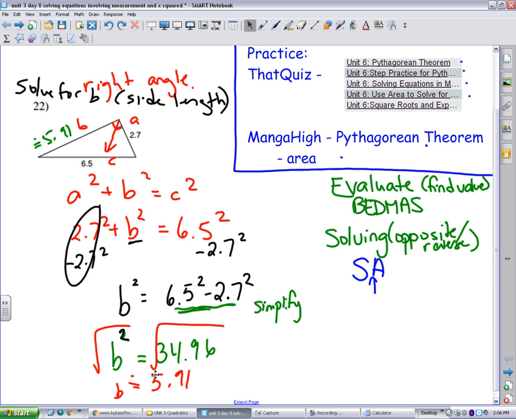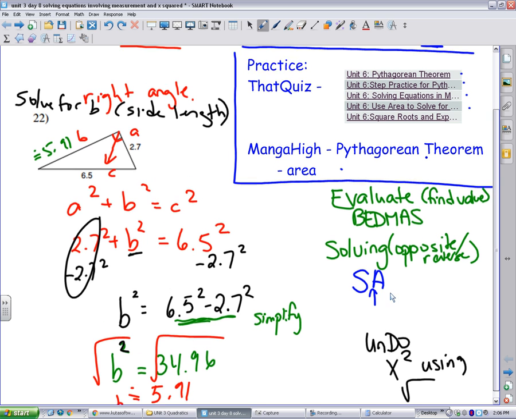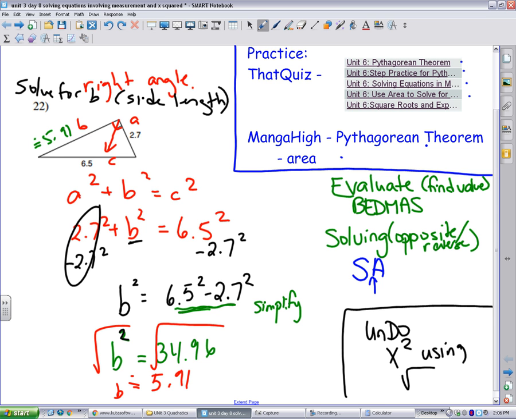Okay, so that was solving involving a square, and really the big idea there is we can undo x squared using the square root. Okay, that's what we're remembering.